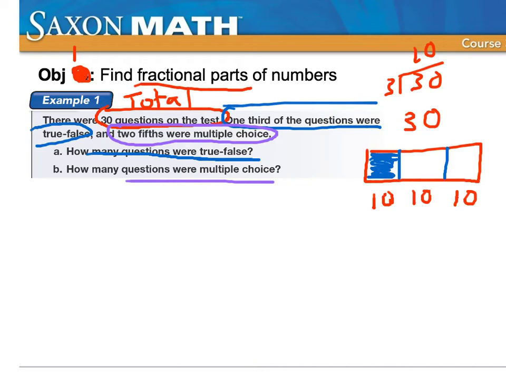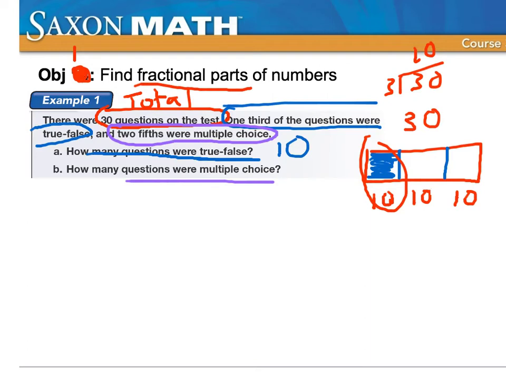It says 1/3, so that's 3 parts. 10 plus 10 plus 10 is 30. Well, 1/3 of those, that's right here. Okay? How many questions were true, false? That's 10 questions. Okay? That's the 1/3 right there. So 10 questions. Alright? So that's how I solved the first one.